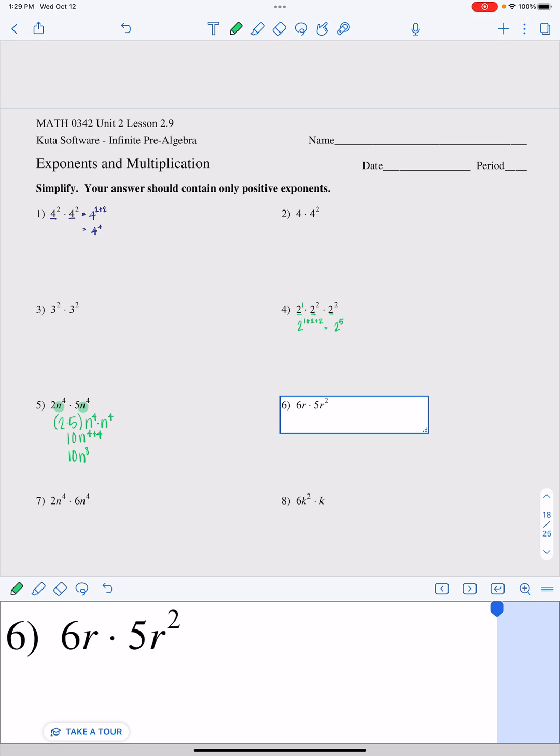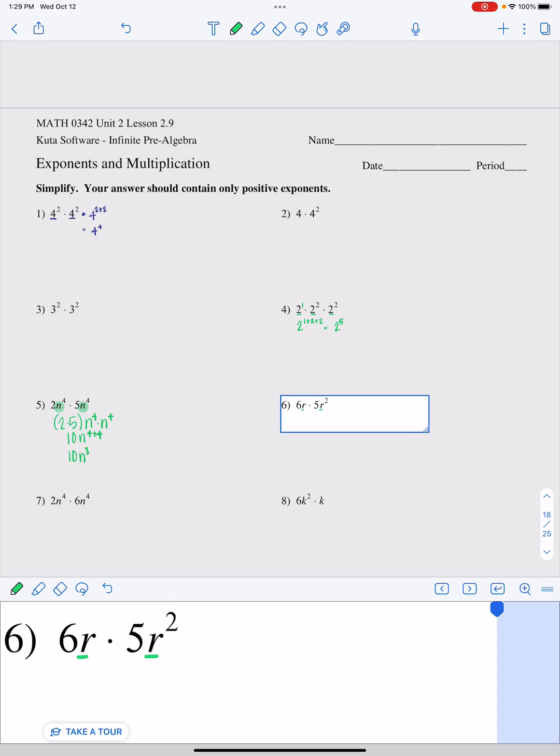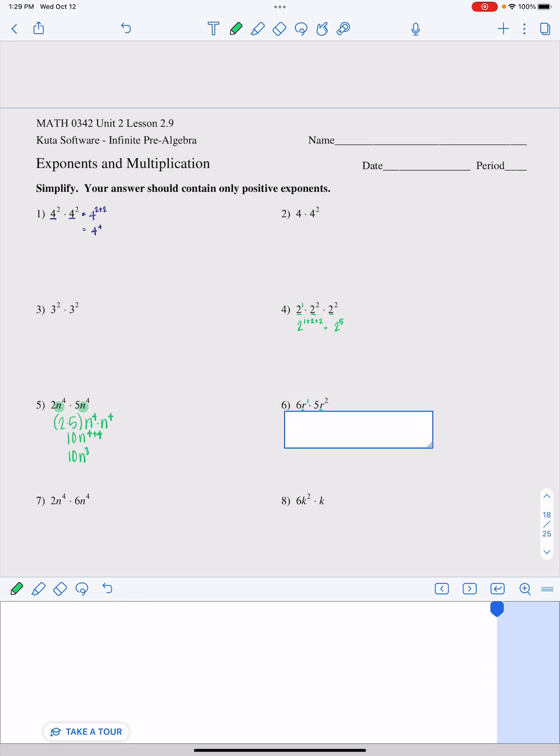We'll do another one like that. Again, I have an r and an r, so I have like bases. I don't have an exponent written on that first r, so I'm going to write in a little 1 just so I don't forget about it. I'm going to multiply the coefficients. I'll put the r's next to each other. The commutative property of multiplication says we can do that. 6 times 5 is 30.